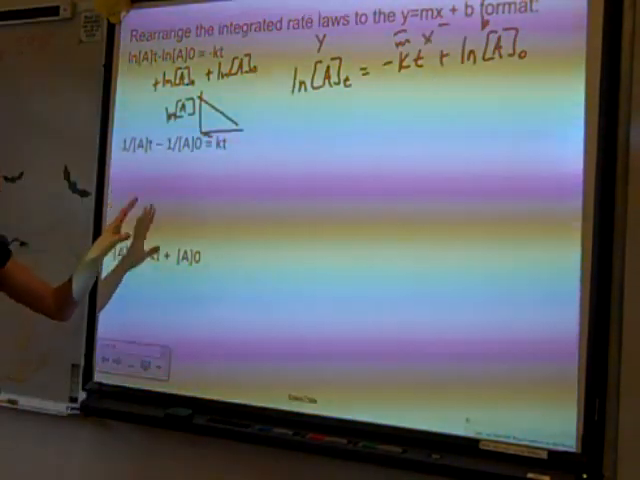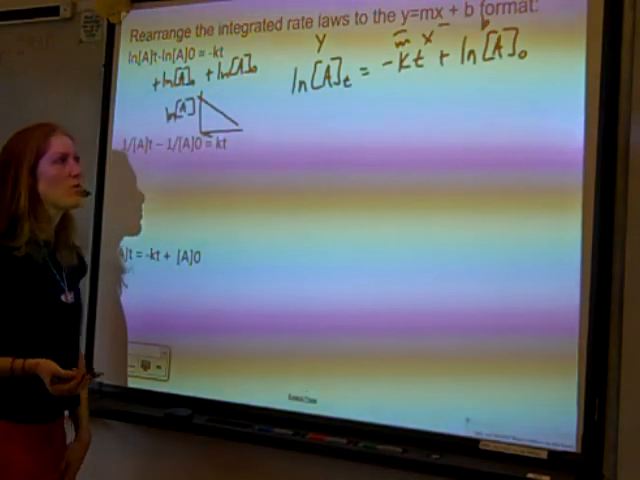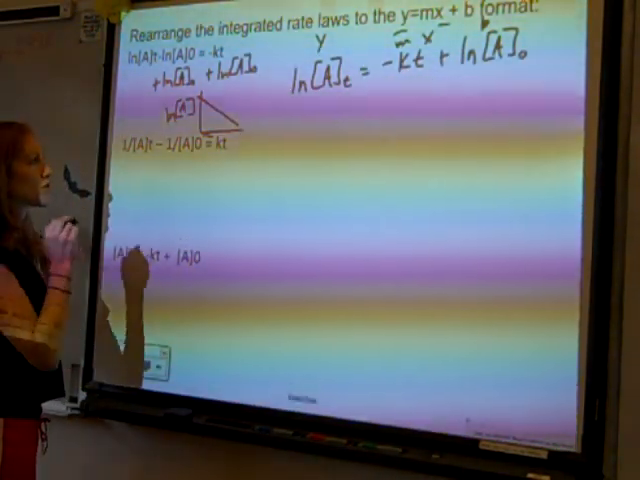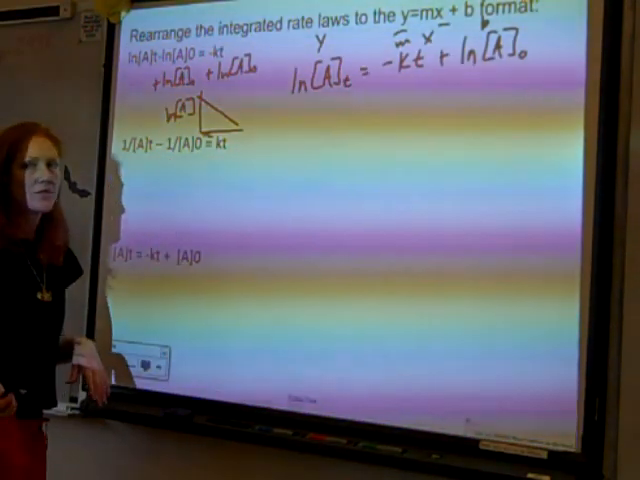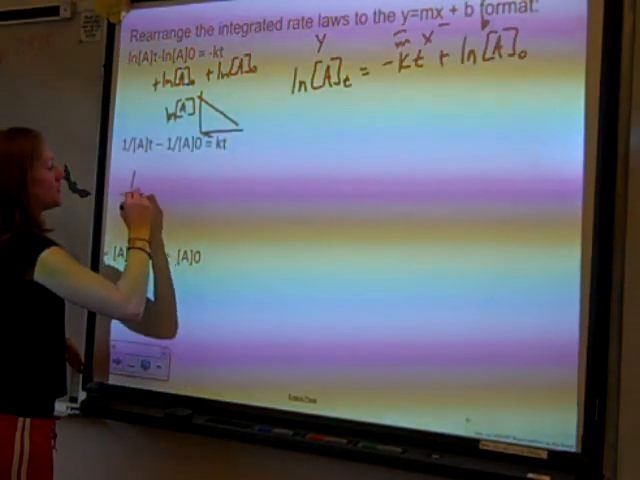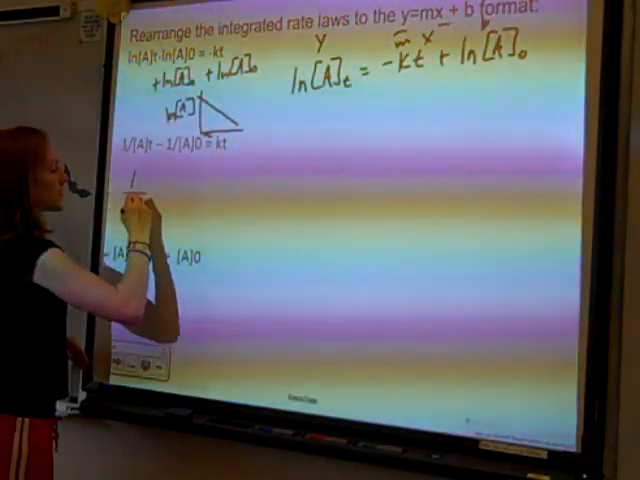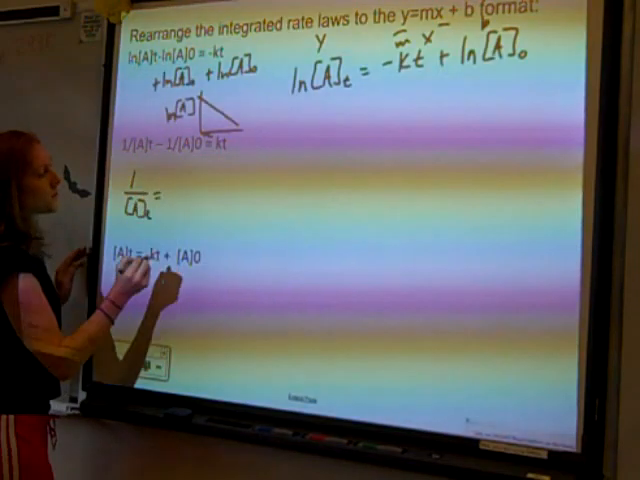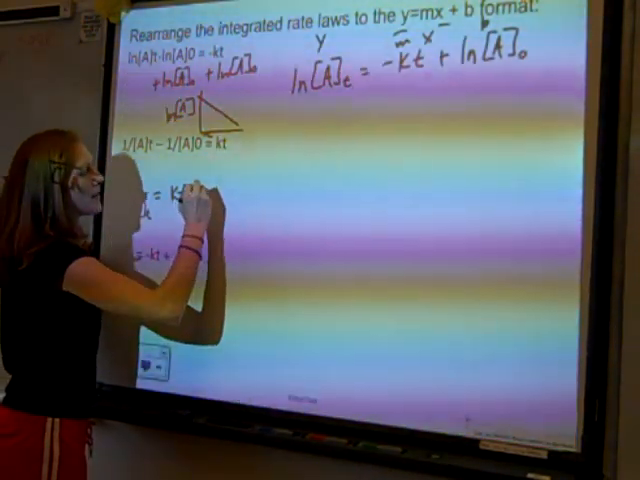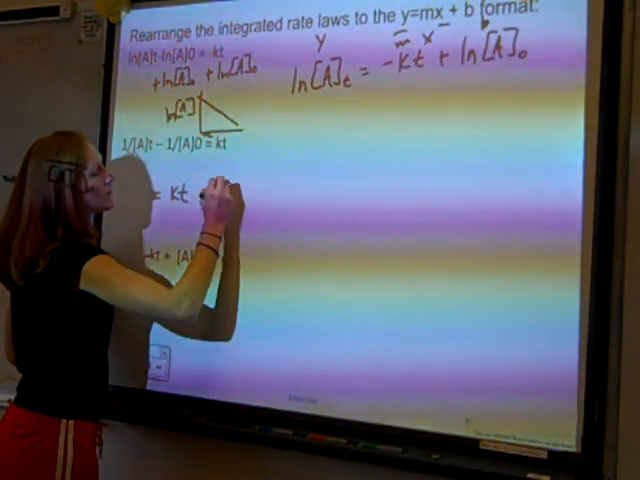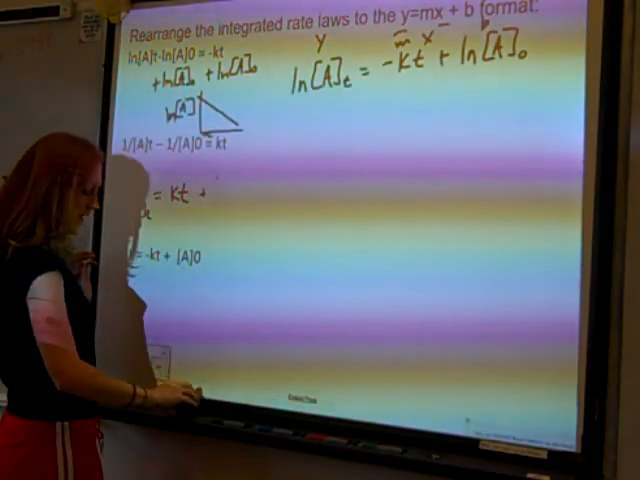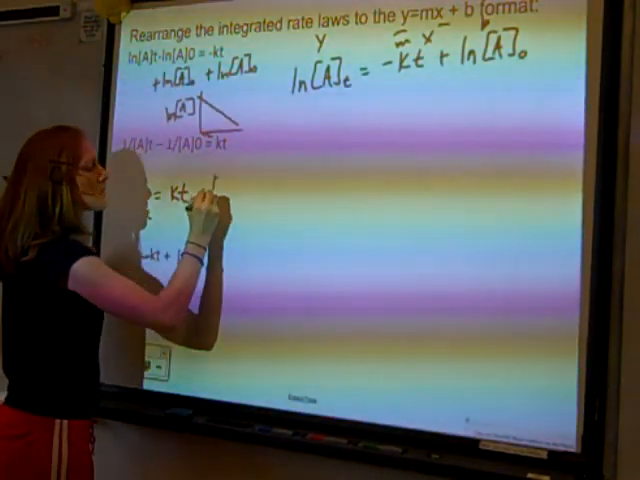For the next one, so let's rearrange this guy. Same thing, t is going to be my x because I'm going to have that as my independent variable. This initial is not going to change. So let's just go ahead and add 1 over the initial concentration to both sides. So then I have 1 over my concentration at whatever time is equal to the k constant times time plus 1 over, oops, I'm going to do the same kind of 1 over that initial concentration.